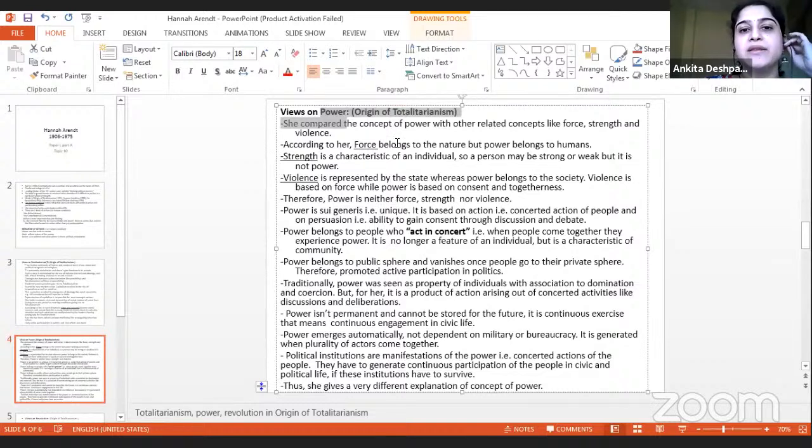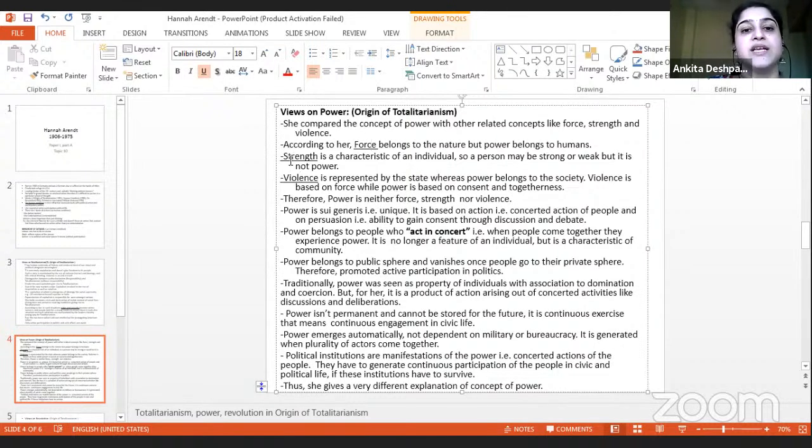All right. She compared the concept of power with other related concepts like force, strength, and violence. So she says power is different from force. How is it different from force? See, I've underlined the word force. Force belongs to nature. We generally use the terminology force of nature. That person is a force of nature. So force is generally associated with nature. Cyclone, tsunami. All right, this is force of nature. But power, she says, belongs to humans. So force belongs to nature while power belongs to humans. So there's a difference between force and power.